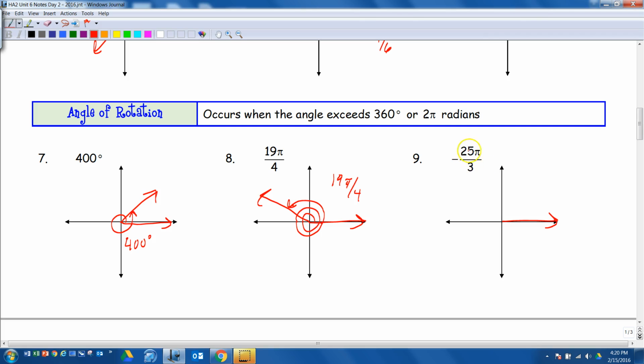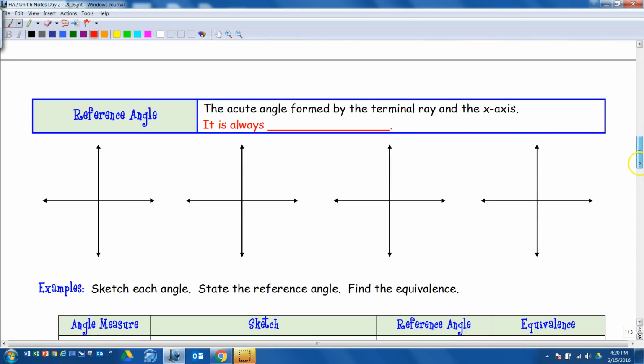Well, you can also get this into a mixed number and realize that this is like 8 and a third pi. So we're going 8 pi's. So 1, 2, 3, 4, 5, 6, 7, 8, and then a third. So it looks like that. So that's negative 25 pi over 3. Okay, so that's how you graph those.